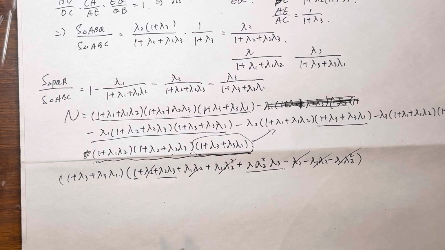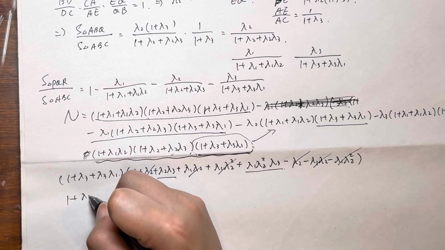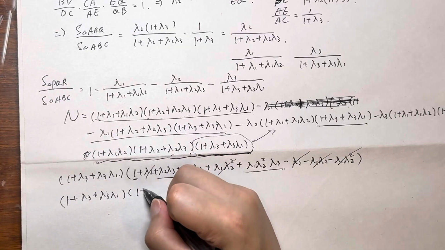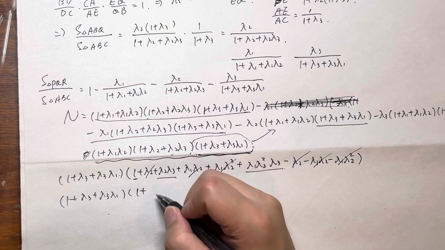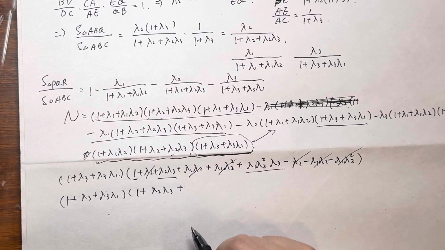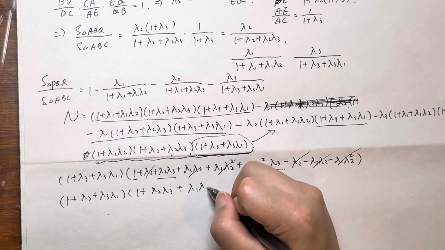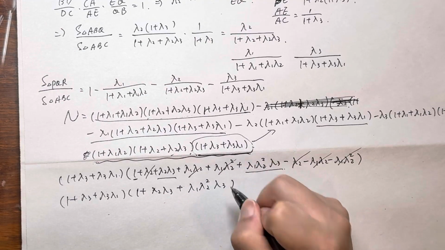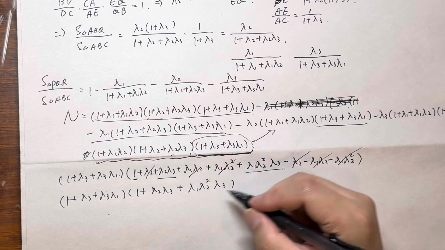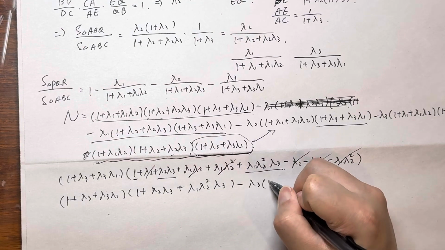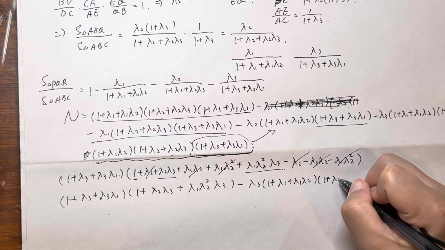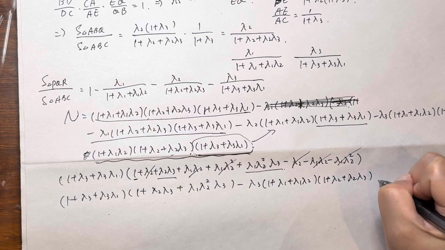So we have 1 plus lambda 3 plus lambda 3 lambda 1 times 1 plus lambda 2 lambda 3, plus this one, which is lambda 1 lambda 2 square lambda 3. Right? And then we use this one minus lambda 3, 1 plus lambda 1 plus lambda 1 lambda 2, 1 plus lambda 2 plus lambda 2 lambda 3.